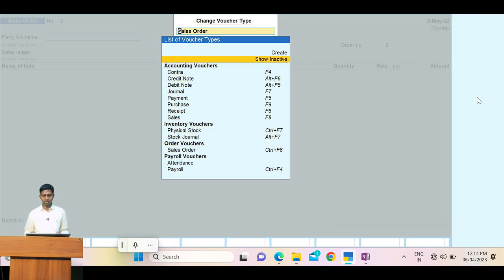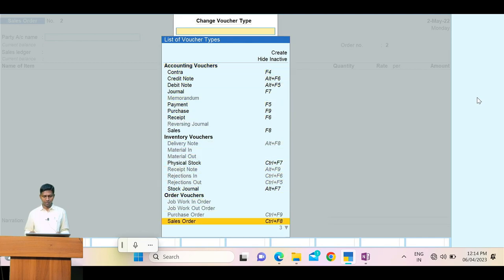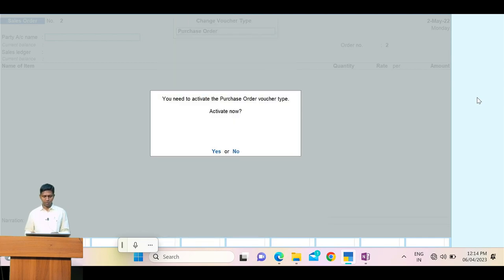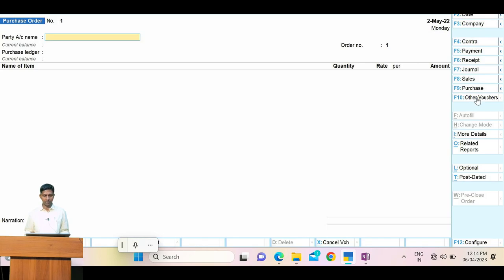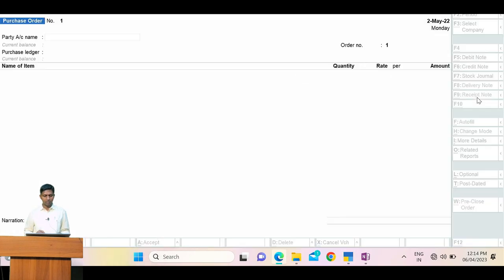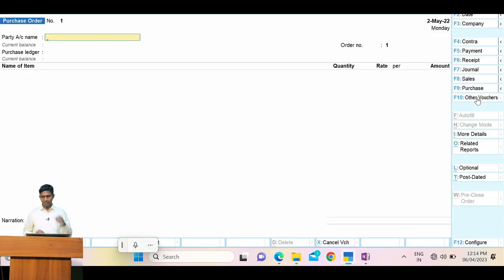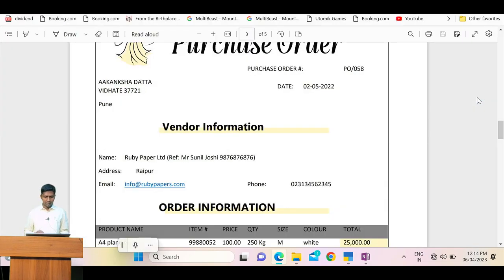In the active buttons, then show inactives. In inactive, select purchase order. And then, do you want to activate? Yes, say activate. I want to activate. Then purchase order, to whom you are giving, that party name. Date is correct. Now directly write the party name.